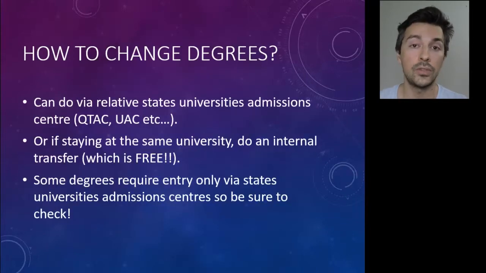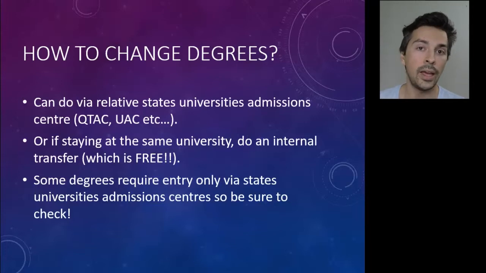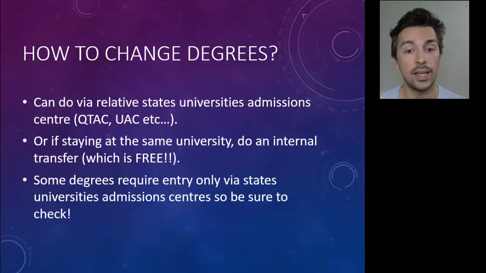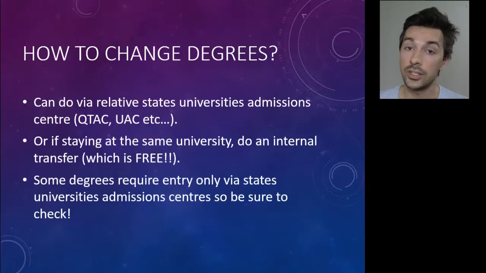So let's say, for example, you've ticked all the boxes and you've got all the prerequisites and a good rank score. How do you actually change into another degree? Well, you can do it via the university admission centres, for example QTAC, UAC, that kind of stuff. Or if you're staying at the same university, you can do an internal transfer, which is free. Just a heads up, some degrees are only available via the state's university admission centres, so be sure to check. One such degree is dentistry.